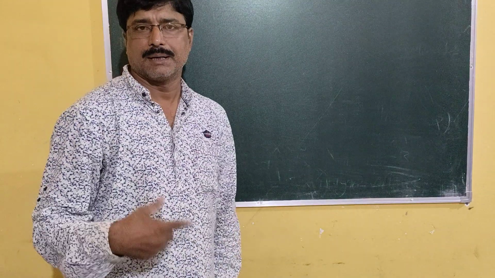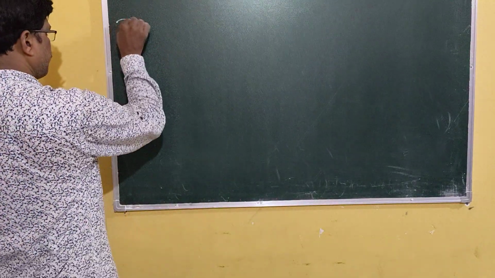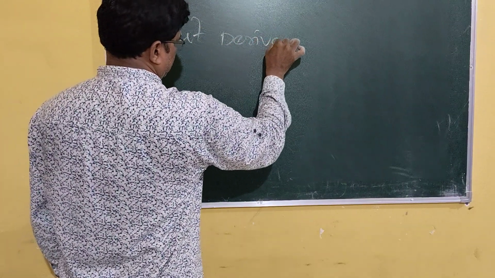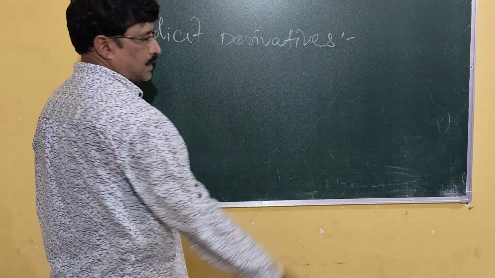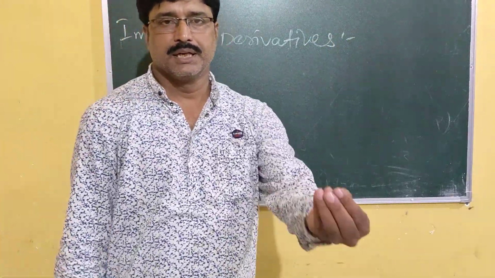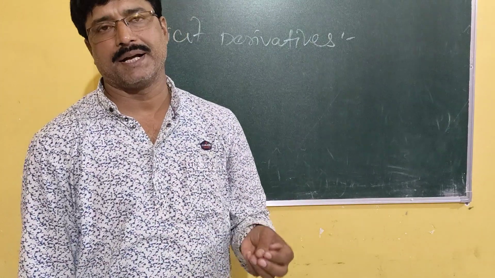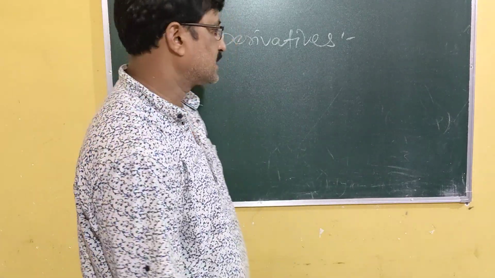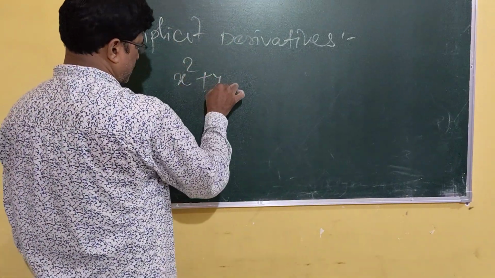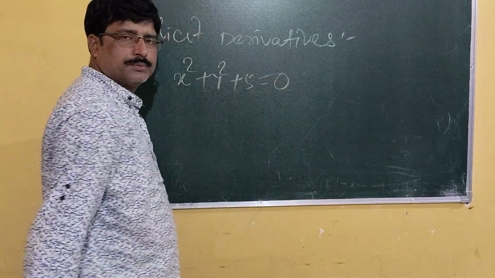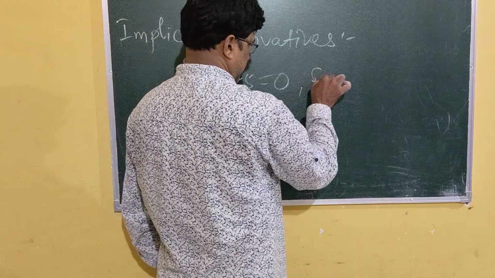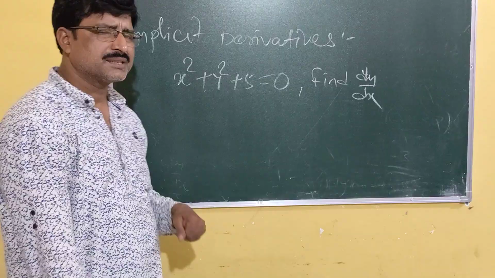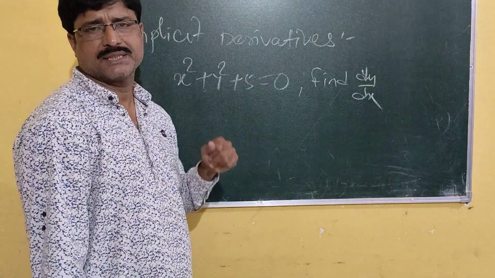Another thing in derivatives is the implicit function, implicit derivatives. It is another important topic, because in this type of problem you will find x as well as y in the same expression. Then what will you do? That means we take x square plus y square plus 5 is equal to 0. Find dy by dx. What shall we do if both x and y are present here?